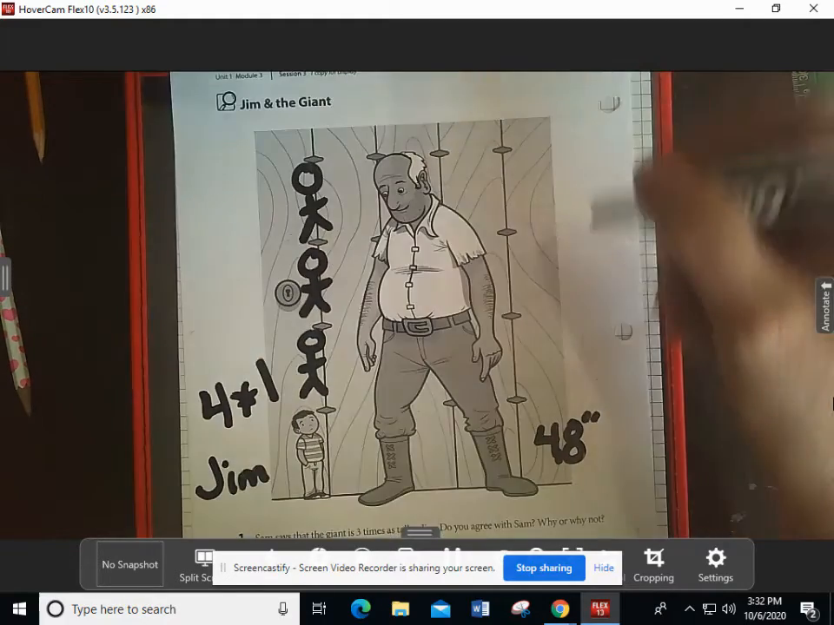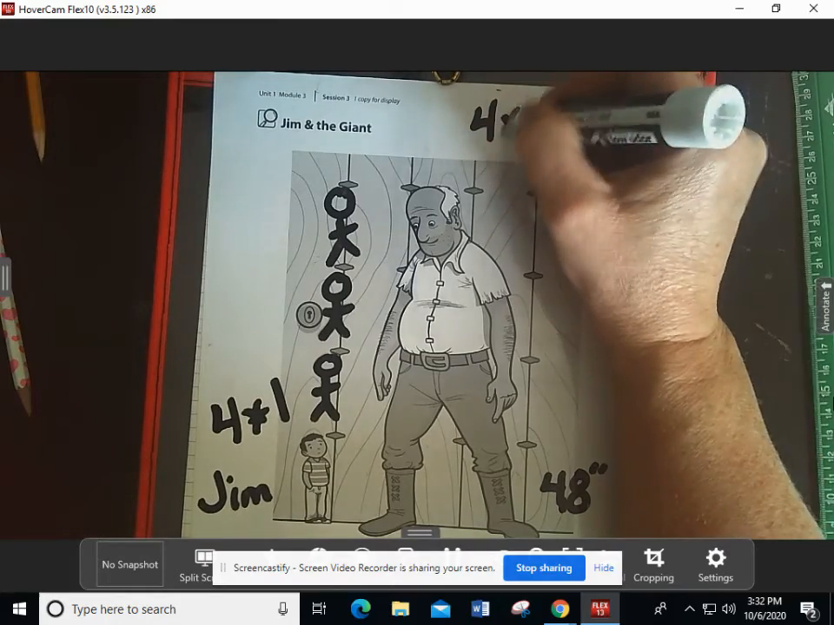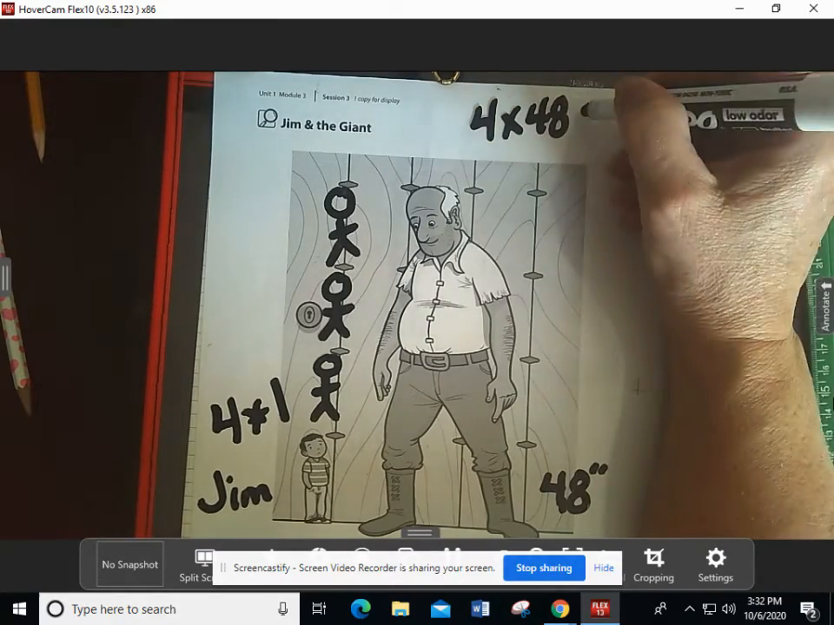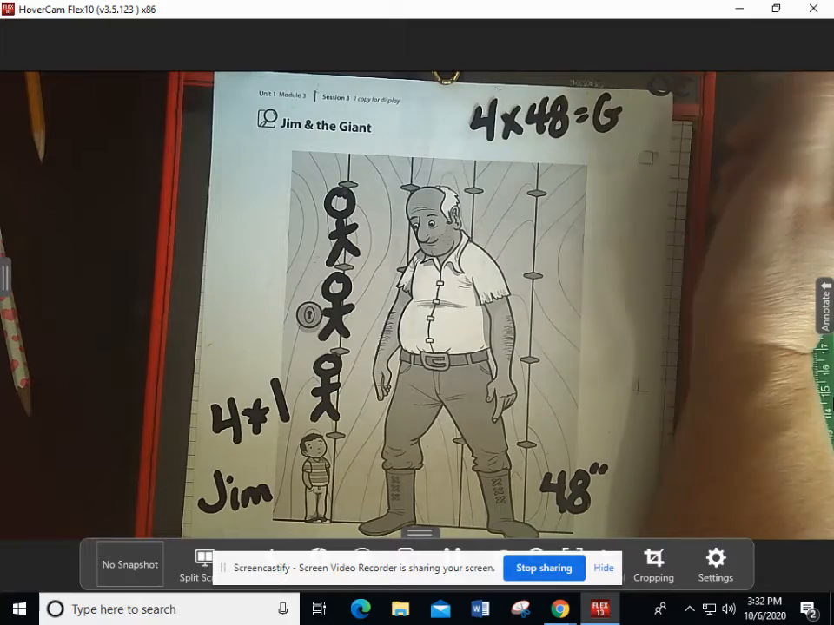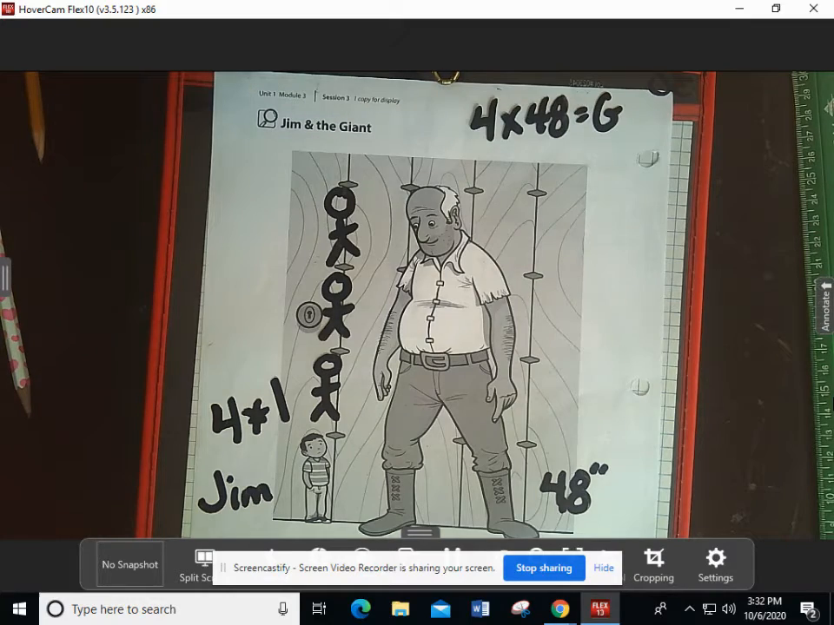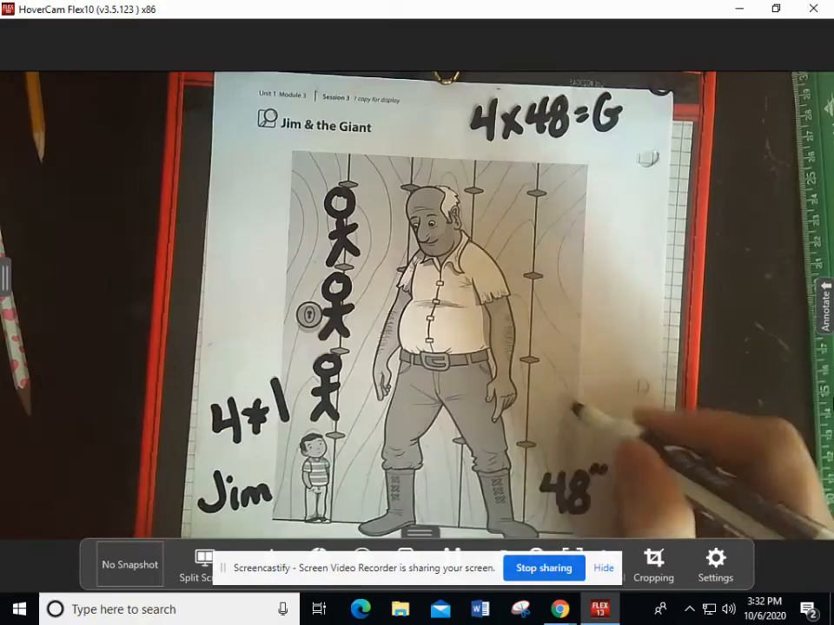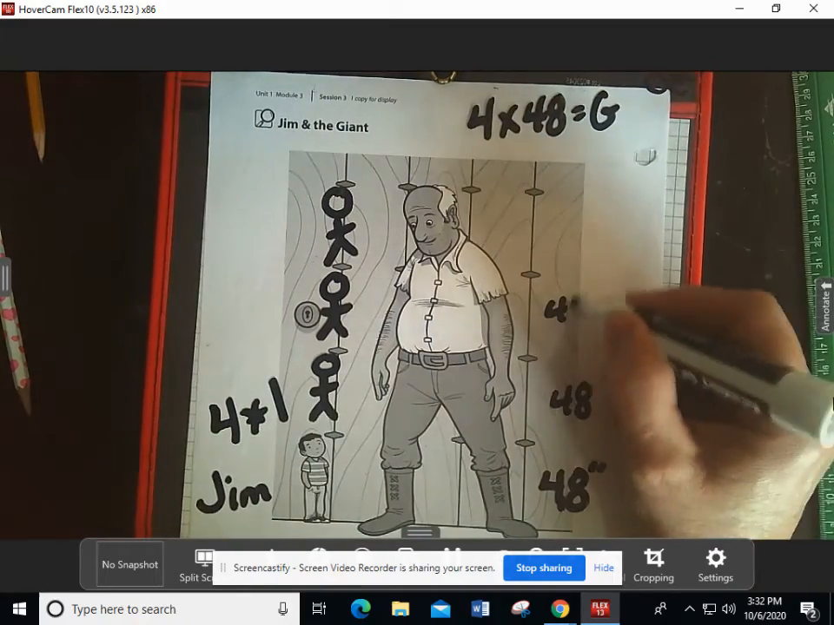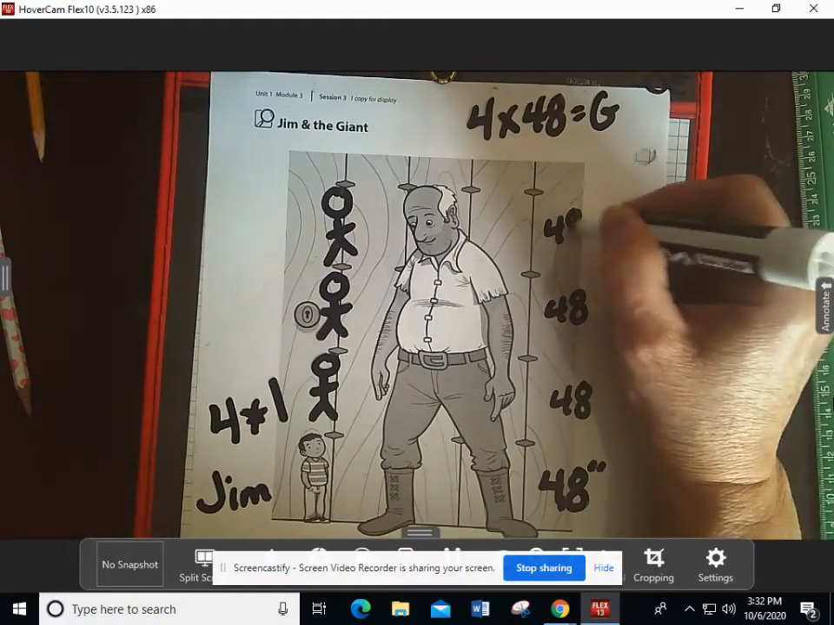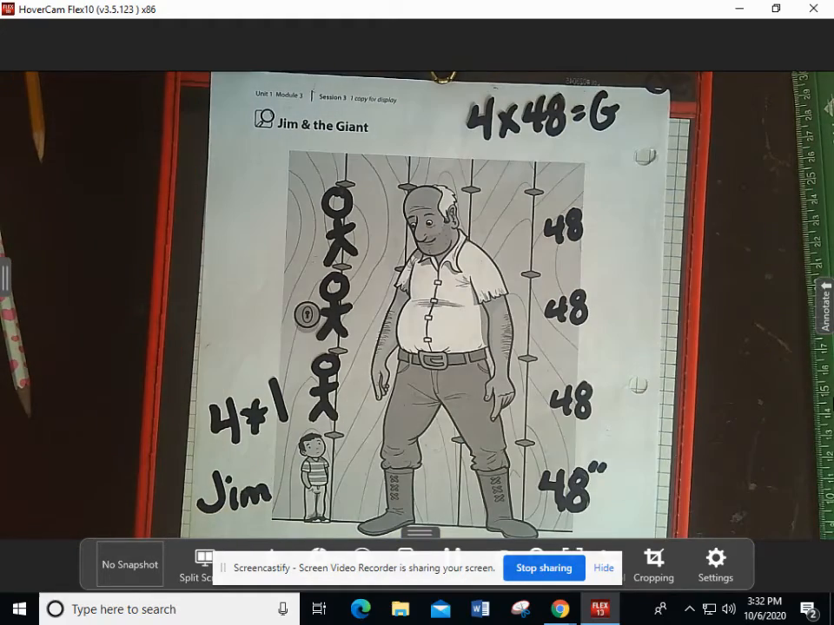We can do 4 times 48 equals the giant, because 1, 2, 3, 4. So it would be 48 and a 48 and a 48 and a 48. So we have 4 48s. The problem with this is we don't know how to multiply that yet. So we're going to go back to some of the strategies that we already know.